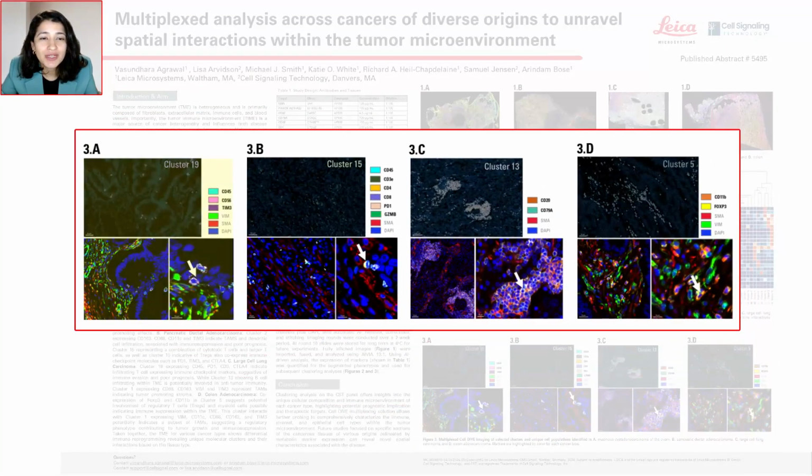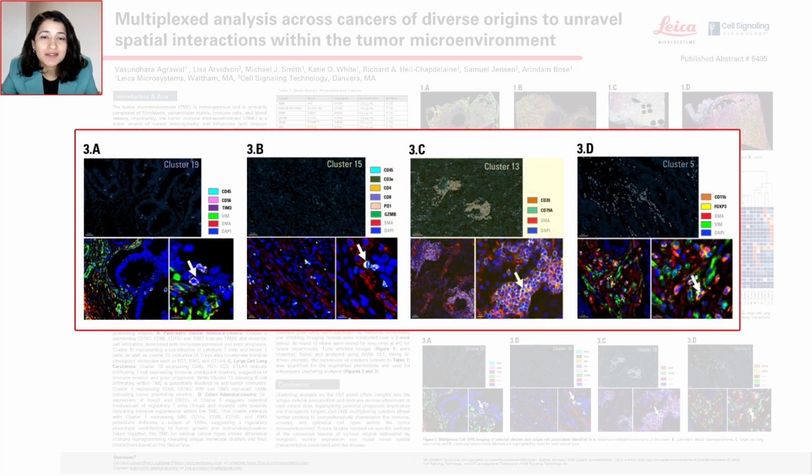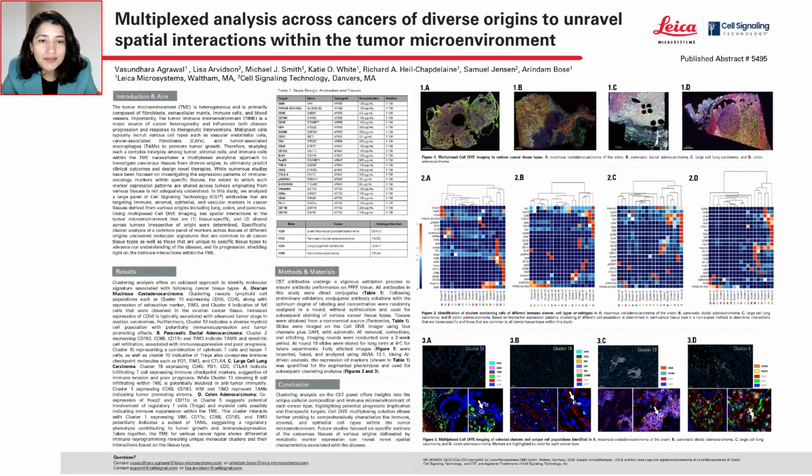Now, in Figure 3, we can see the multiplex Cell DIVE images of select clusters and unique cell populations identified in the 4 tissue types studied here. So to summarize, clustering analysis of multiplex Cell DIVE images gives us insights into the unique cellular composition and immune microenvironment of each cancer site, highlighting potential prognostic implications and therapeutic targets.